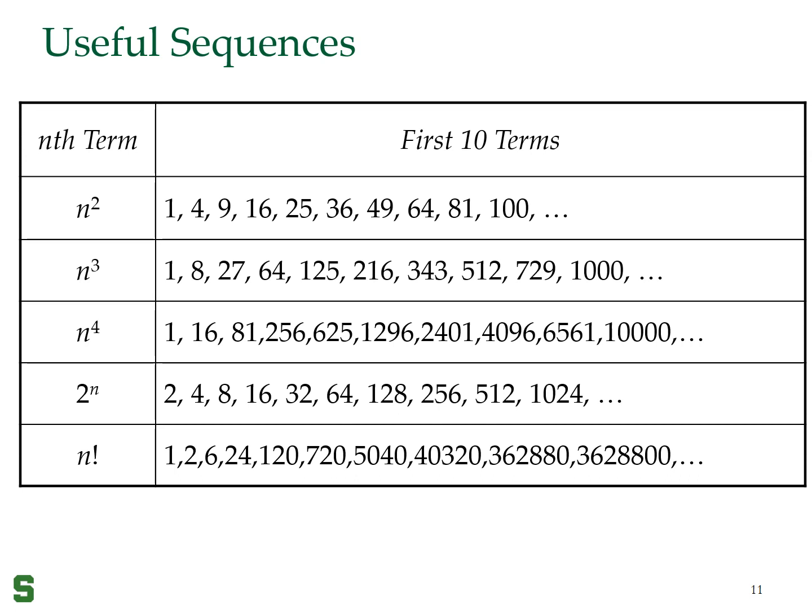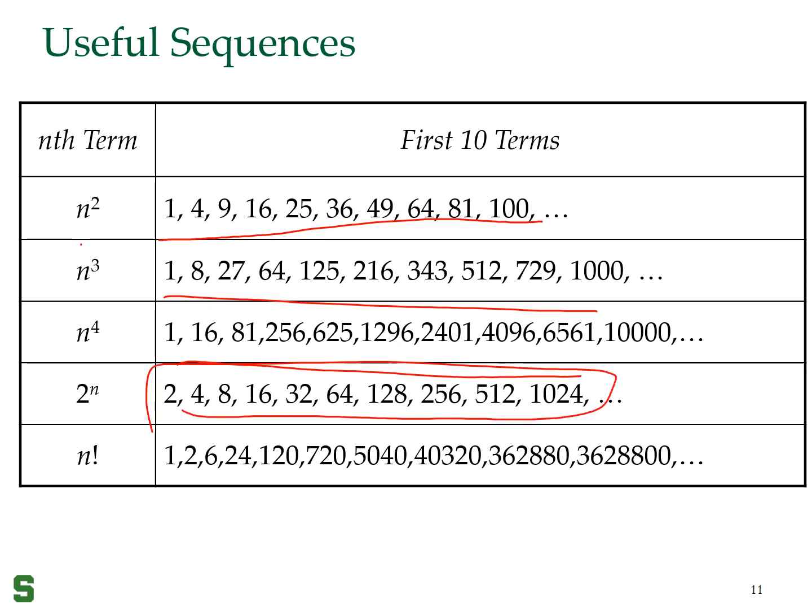Here are some important sequences that you should be aware of. Some of the sequences are the first few squares, the first few cubes, and the power of 4, which is not as important. 2 to the power n, this is an absolute must that you remember. N factorial, a few of them are useful, at least this part you should remember.